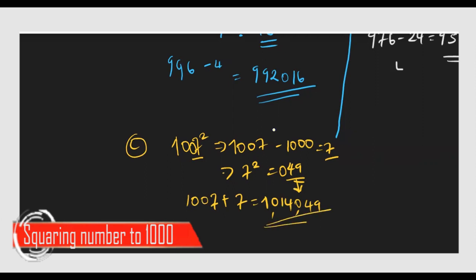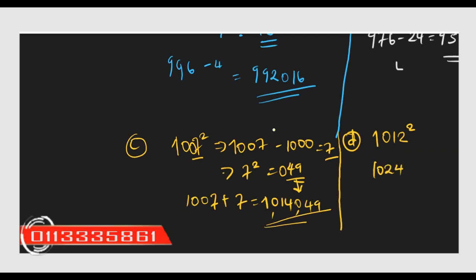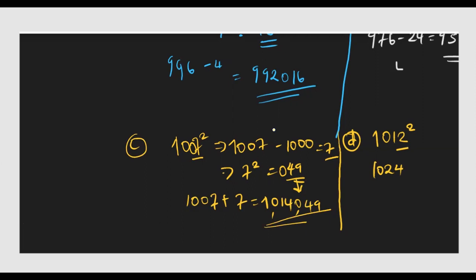Easy, easy, easy. So if you use the same method, let me just extend that one here and do another one that is beyond 1000. The same would happen if you have 1012 squared. So let's just do this one quick. We know that this is going to be 1024, okay? And then you have 12 squared. 12 is the number beyond 1000. So if you square 12, you have 144.